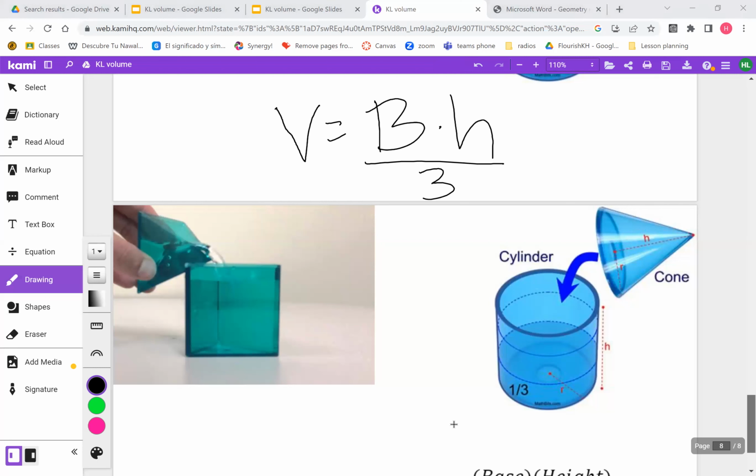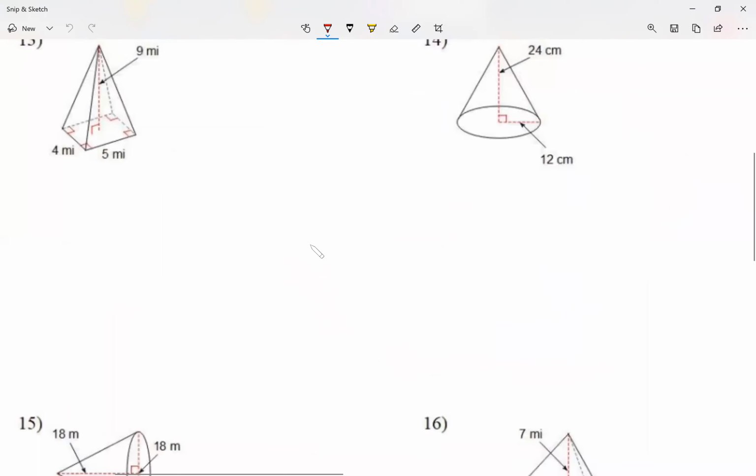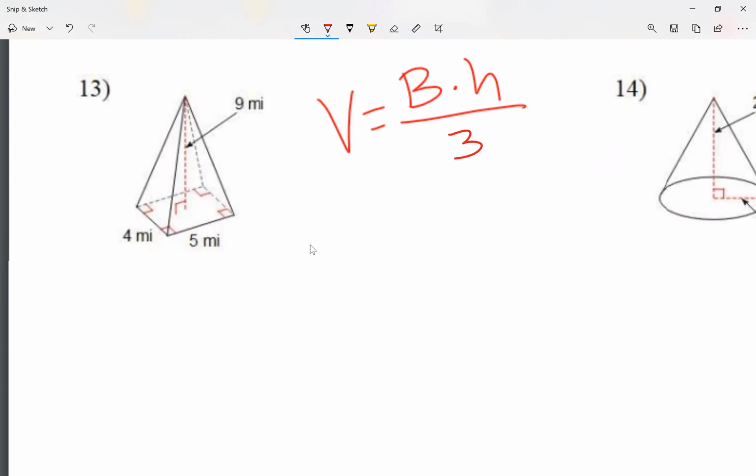All right, so let's take a look at our notes here. I want to work questions 13 through 16. So here's number 13. It looks like a pyramid. And I just learned that the volume is going to be the area of the base times the height, and my result I'm going to divide by 3. Again, it takes 3 pyramids to fill up a prism.